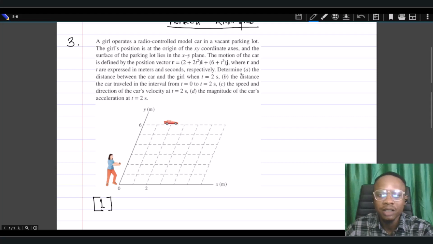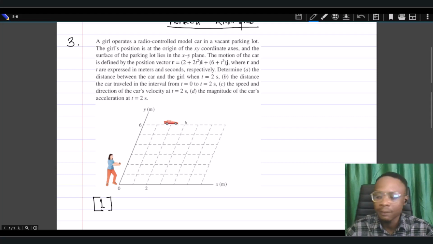So we have to determine (a) the distance between the car and the girl when t equals 2 seconds, and (b) the distance the car traveled in the interval from t equal to 0 to t equal to 2 seconds. So we're interested in distance traveled here. And (c) the speed and direction of the car's velocity. That's like asking for the magnitude and direction of the car's velocity, because we know speed is the magnitude of velocity, at t equal to 2 seconds, and (d) the magnitude of the car's acceleration at t equals 2 seconds.